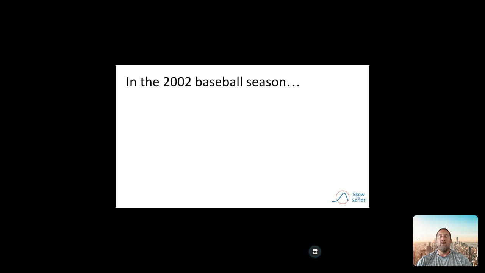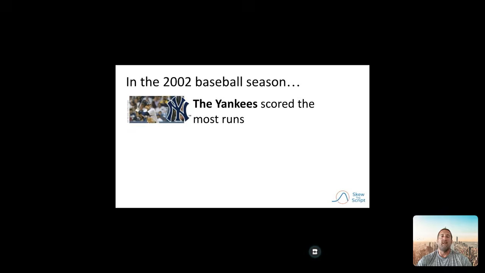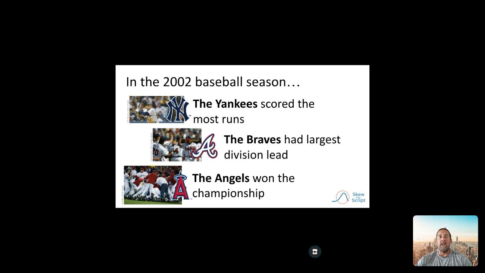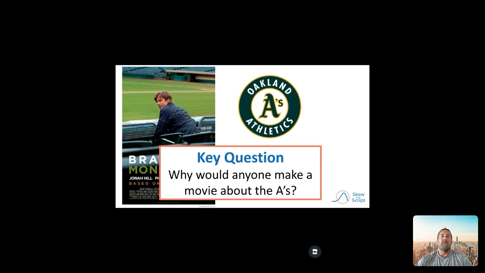However, the wide popularity of a movie about the Oakland A's 2002 season is a bit of a surprise because in the 2002 Major League Baseball season, it was the Yankees, not the A's, that scored the most runs. It was the Braves, not the A's, that had the largest division lead at the end of the season. And it was the Angels, not the A's, that won the championship. So that brings us to today's key question. Why would anyone make or even watch a movie about the Oakland A's?